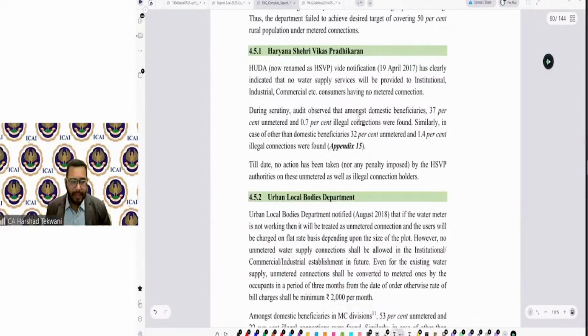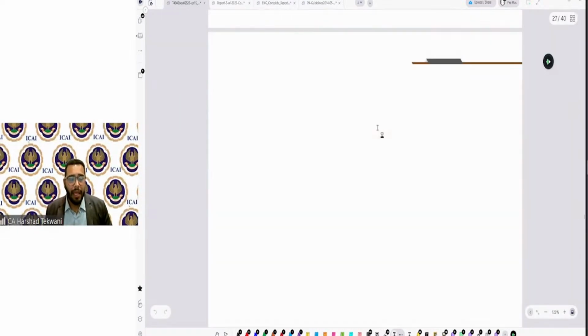Okay, this is a performance audit, but in a comprehensive audit, you combine all the details of financial, you go into more depth of the financial, you go into more detail of the compliance, and then you report all things together in one particular report. That is the comprehensive audit.